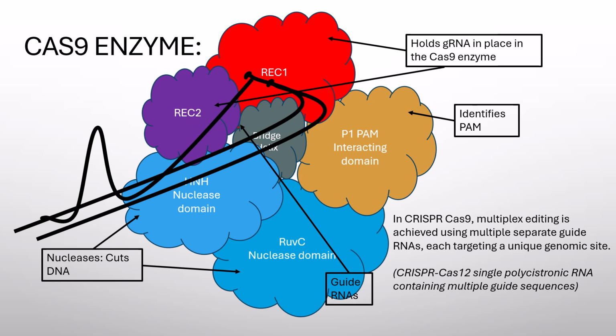So I think I've already said this, the RuvC cleaves the non-targeted strand, i.e. the strand that's not complementary to the guide RNA. But the other one, the HNH nuclease, cuts the DNA strand that is complementary to the guide RNA. And if it's a blunt end cut, that means both DNA strands are cut at the same position across the helix, and you don't get any overhang. And this is typical for Streptococcus pyogenes Cas9.